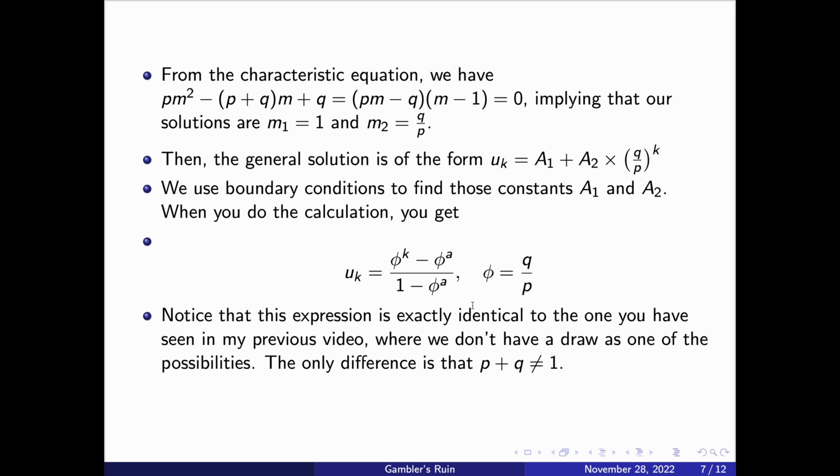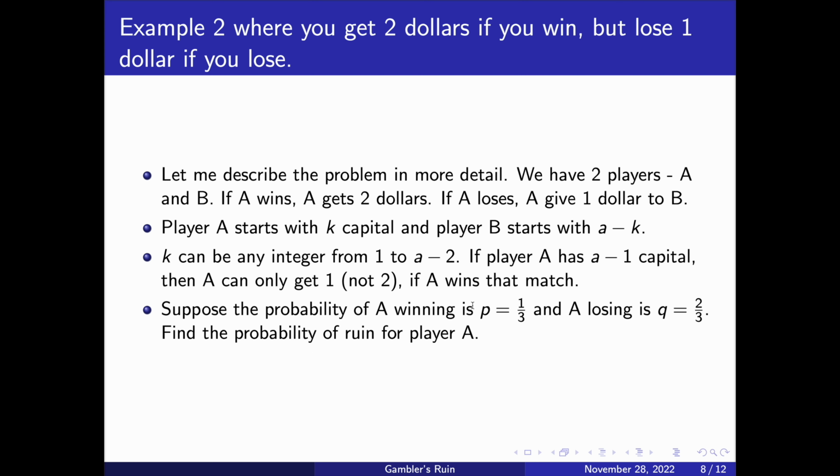So for the next example, we have the case when the payout for the game is not either +1 or -1. If player A wins, that player will get $2. If player A loses, then that player loses only $1. So that's the only difference in this example. I have not included the case when we have a draw. You can do that, but I think this problem is a little bit messy, so you will see why.